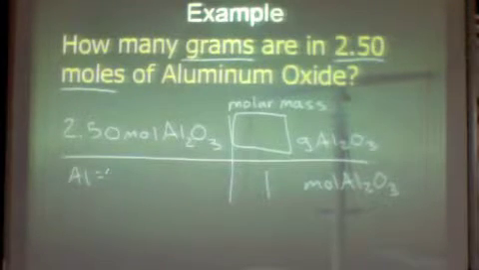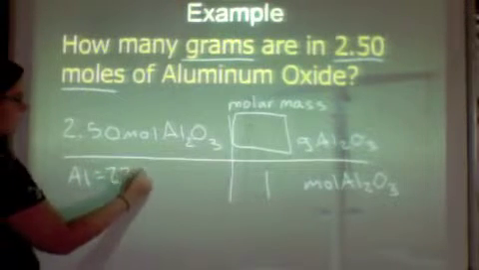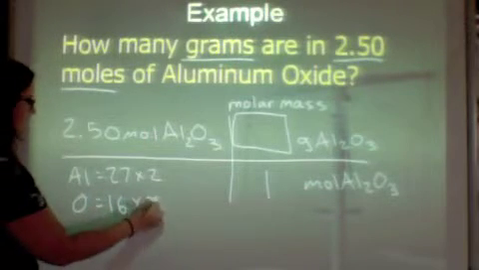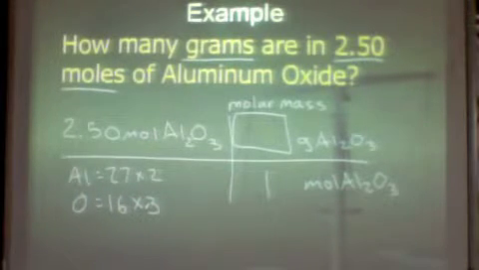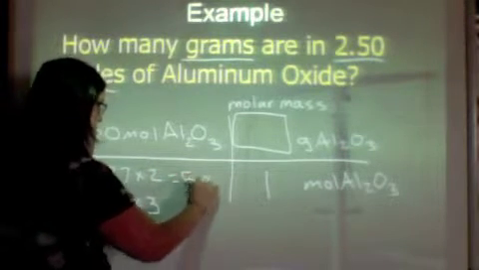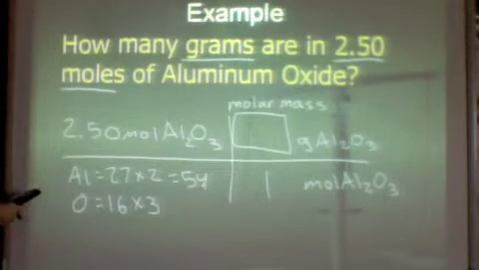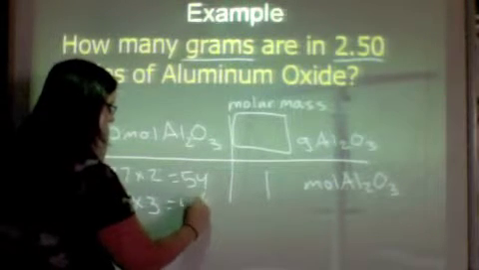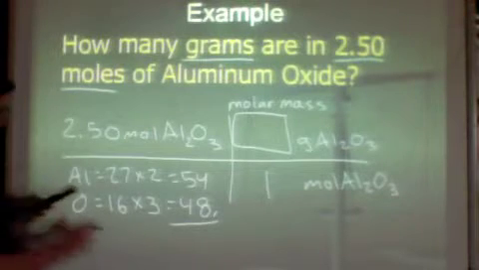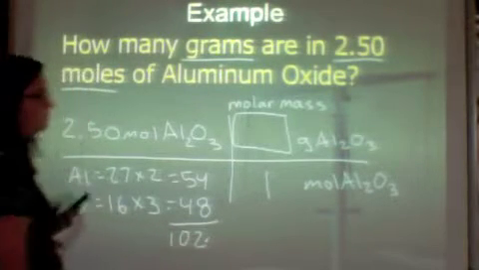So do some side work. Al is 27 times 2. Oxygen is 16 times 3. So 27 times 2 is 54. 16 times 3 is 48. So to get the molar mass, you simply add them up. And you should get 102.